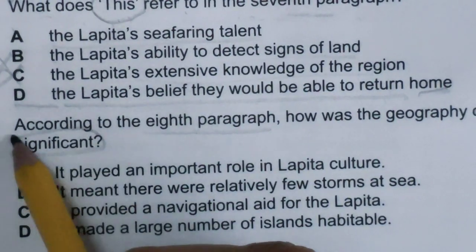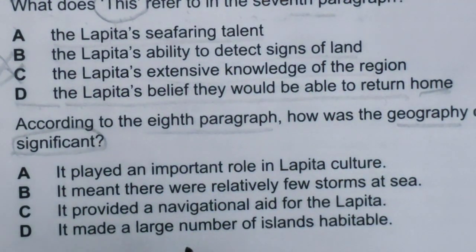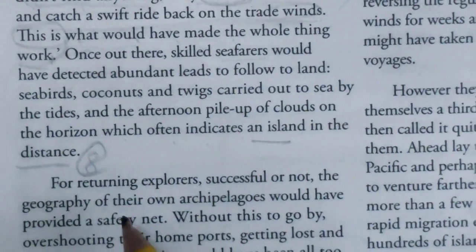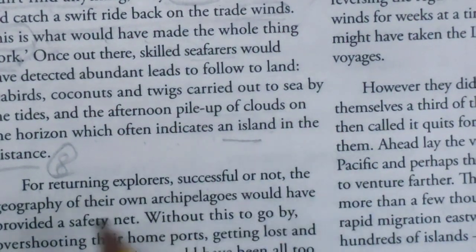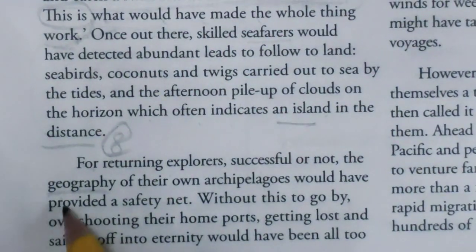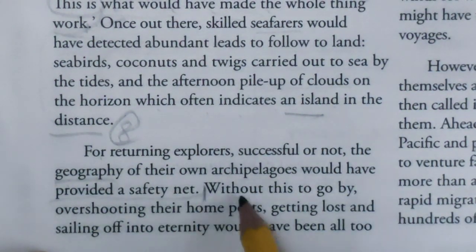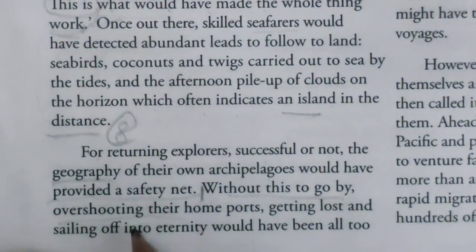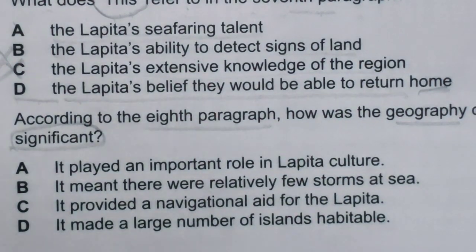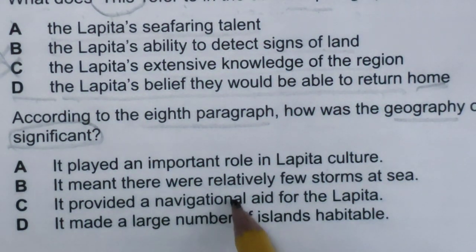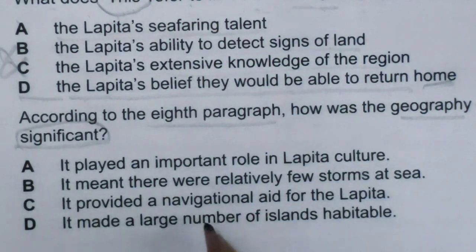How was the geography of the region significant? Okay, geography of the region. Now the 7th is there; this is the 8th paragraph. "For returning explorers, successful or not, the geography of their own archipelagos would have provided a safety net. Without this to go by, overshooting their home ports, getting lost and sailing off would have been all too easy." Okay, let's read the options. It played an important role in Lapita's culture.